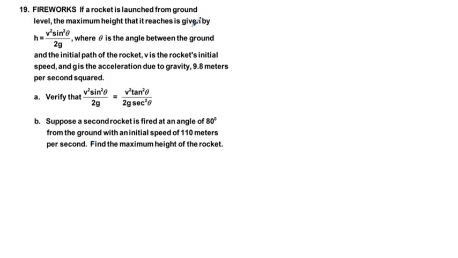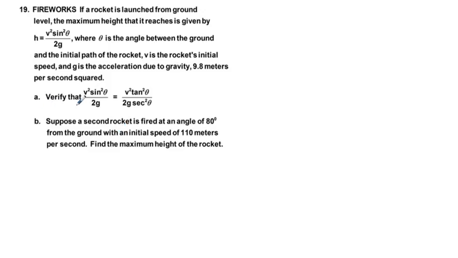If a rocket is launched from ground level, the maximum height that it reaches is given by h equals v squared sine squared theta over 2g, where theta is the angle between the ground and the initial path of the rocket. V is the rocket's initial speed, and g is the acceleration due to gravity, 9.8 meters per second squared. And then we have part A and part B.